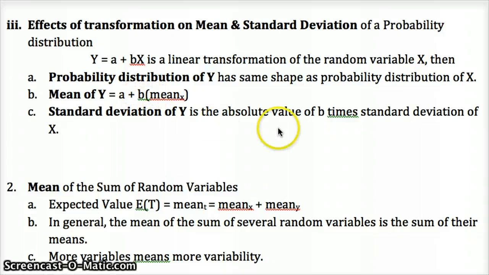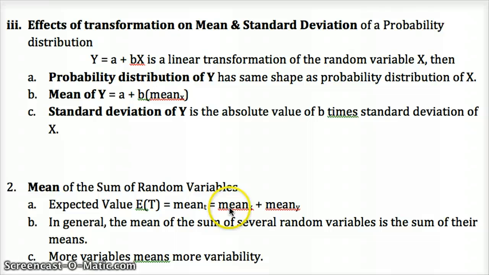However, multiplying by a number will. So multiplying by a number bigger than 1 would stretch it out, and the standard deviation would be multiplied by that. Multiplying by a number smaller than 1 would shrink it, or dividing by a number bigger than 1 would shrink it. The mean of the sum of random variables. So if we take the expected value of T, the mean of T would be the mean of X plus the mean of Y.